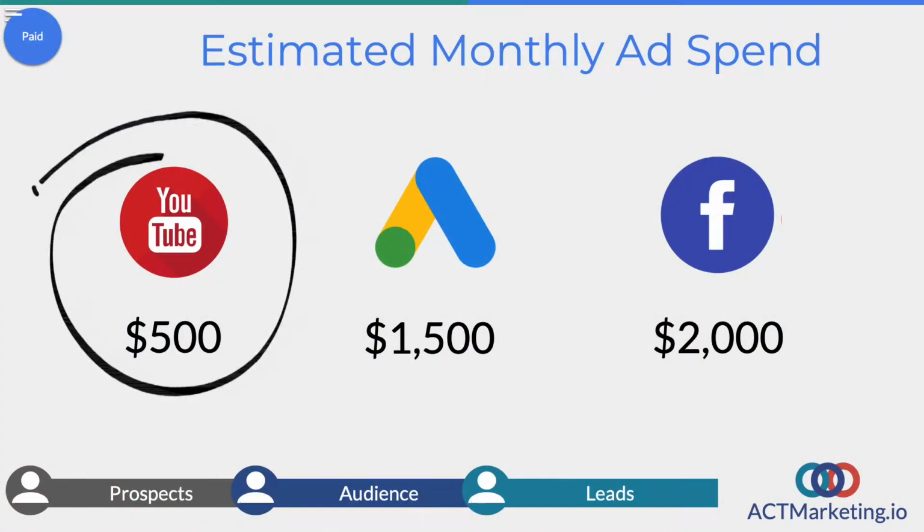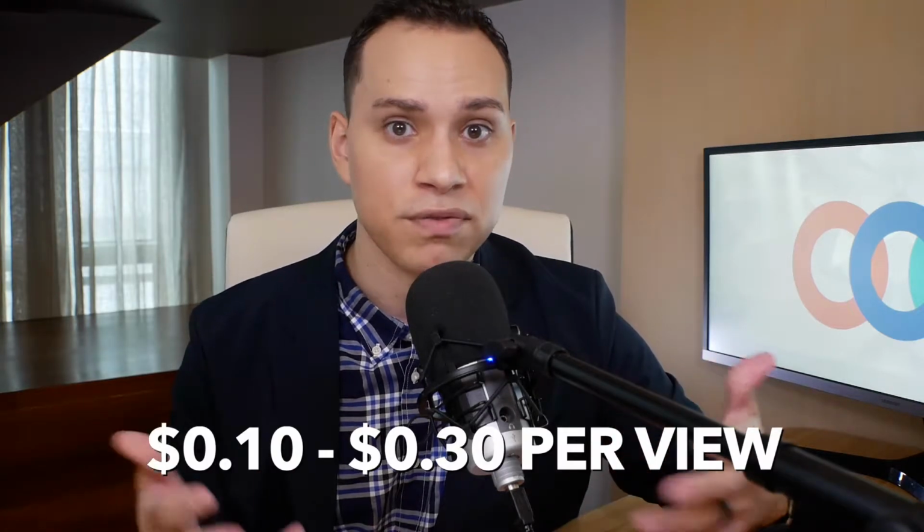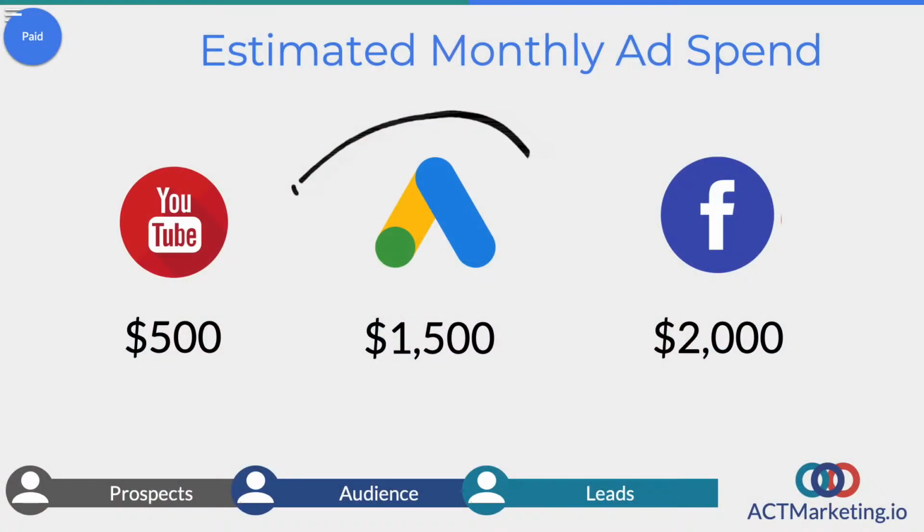When it comes to YouTube, you actually only need $500 a month in order to start seeing results. And that's simply because you're going to be paying anywhere from 10 to 30 cents per view, so you get a lot of views and a lot of data very quickly. When it comes to Google search ads, I'm not talking about any type of other ads here. Google search ads, you need at least $1,500 a month, and you're probably going to run ads for at least 3 months before you start seeing results.